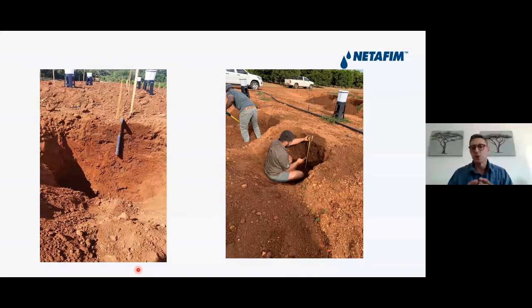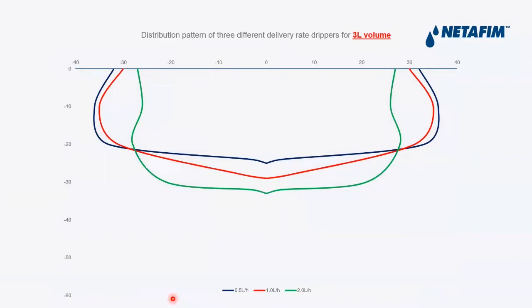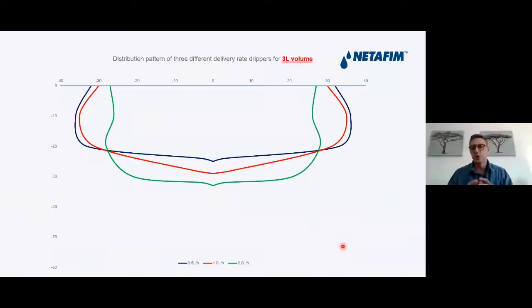And then we put it over into a graph format, and these are the results that I will share with you now for that specific trial. So this is the 3 liter treatment, as you can see on top, with all the different delivery rates of drippers, as I've explained to you.